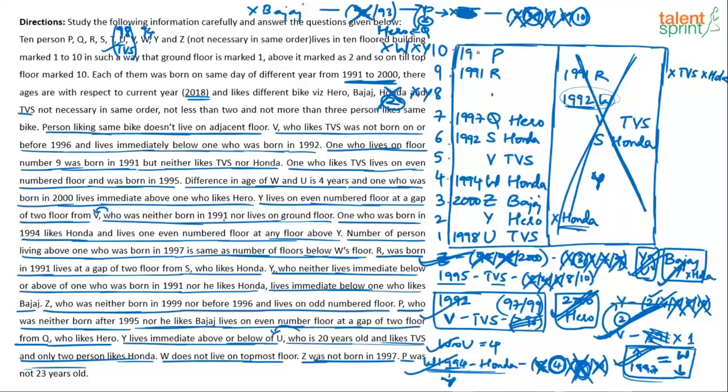P we know was born in 1993. And which bike does P like? We do not know. But we know that P does not like Bajaj. Bajaj cannot come here. Fine. Remember, Bajaj cannot come there.